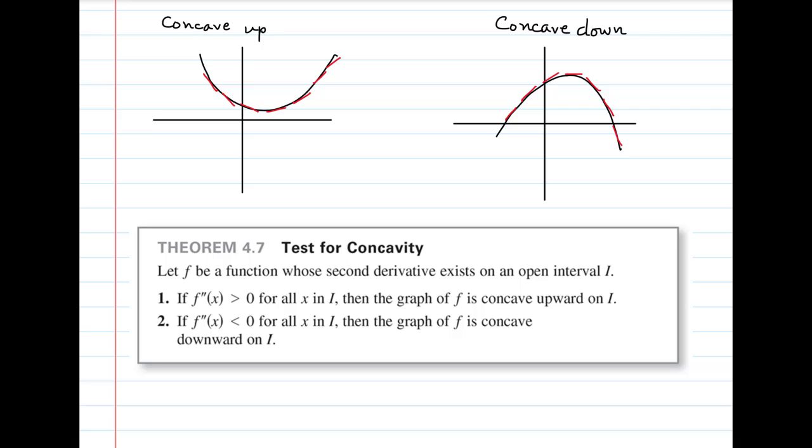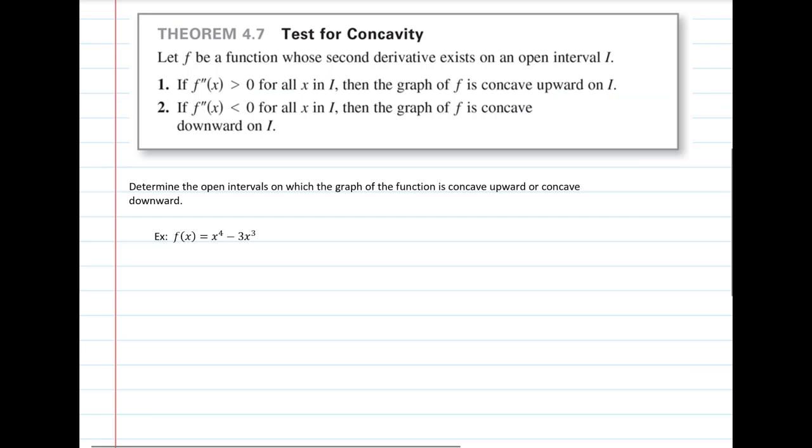Okay, so we're going to have a test for concavity here, and since we're really looking at whether the first derivative increases or decreases, that's like seeing the sign, whether it's positive or negative, of the derivative of the first derivative, which is, in other words, the second derivative. So that's what this theorem is saying. If the second derivative is greater than 0, or positive, for all x's in that interval, then the graph is concave up on that interval. If the second derivative is negative for all x's in I, then it's concave down.